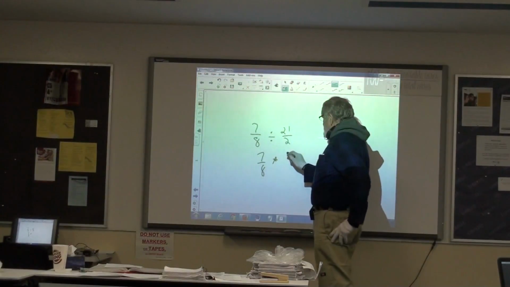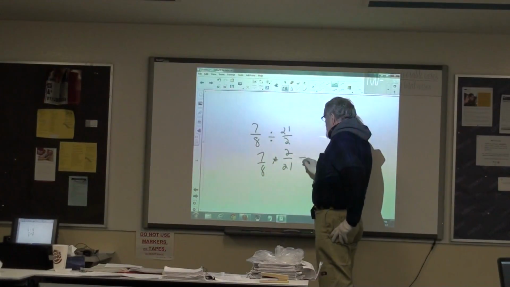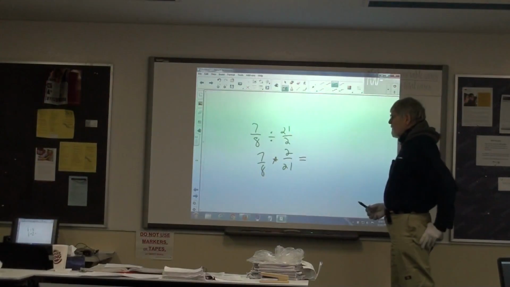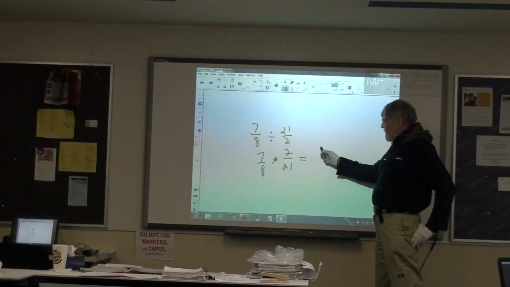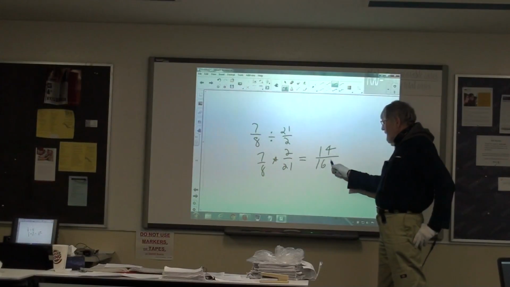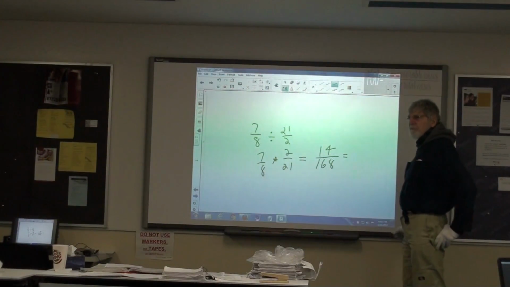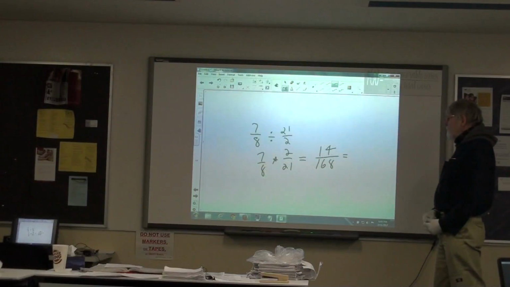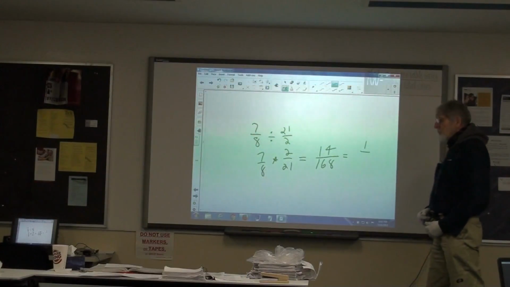So 7 over 8 times 2 over 21. We multiply across the top, and what do we get? 14. We multiply across the bottom, and we get 168. Now this can be reduced. What can it be reduced by? It can be reduced by 14 itself. So this is equal to 1 over 12.